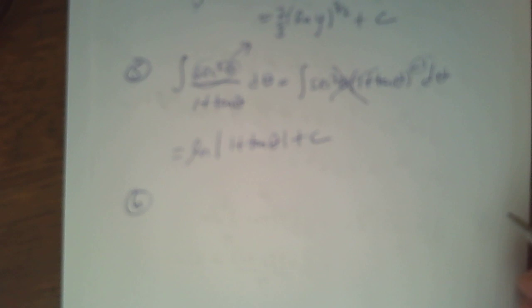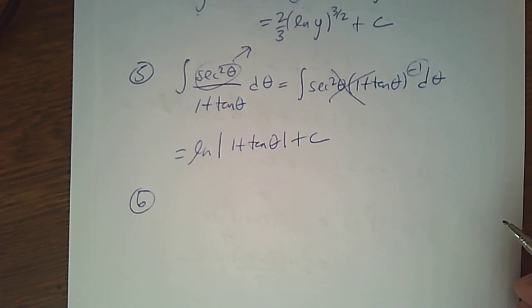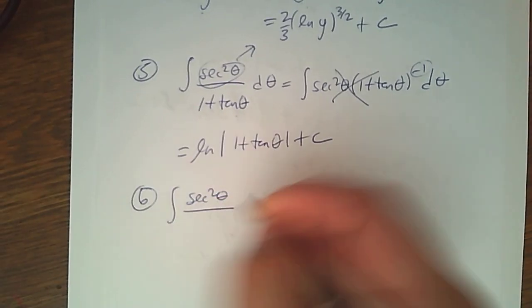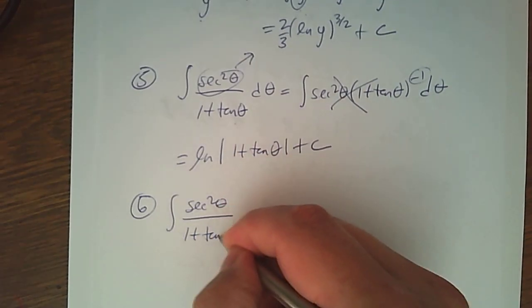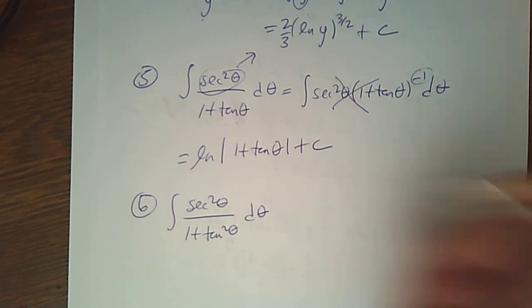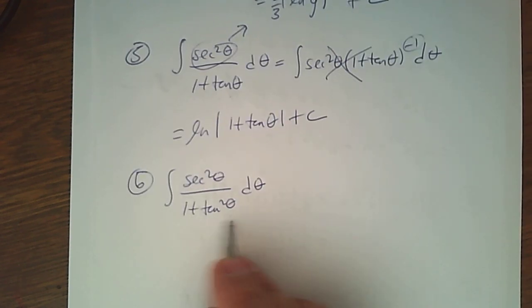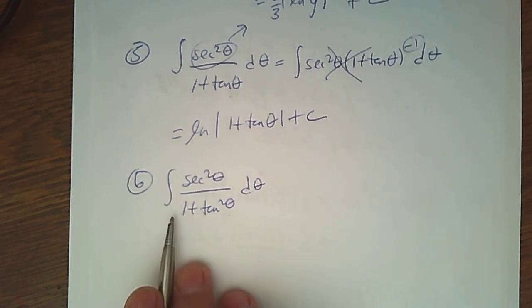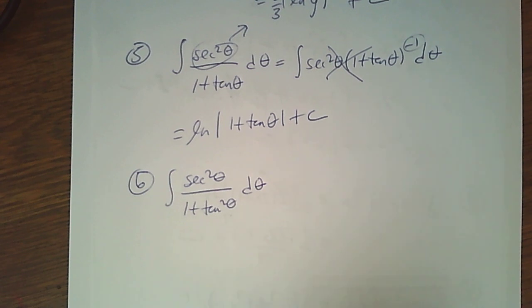Number 6. Did I skip 5? No, number 6 almost looks the same. Haha. So, number 6, secant squared theta, and this time it's 1 plus tangent squared theta. So what this makes me think of, 1 plus tangent squared theta, is this could be a trig identity, or I could do a substitution. So when I see 1 plus tangent squared theta, that's a Pythagorean identity.